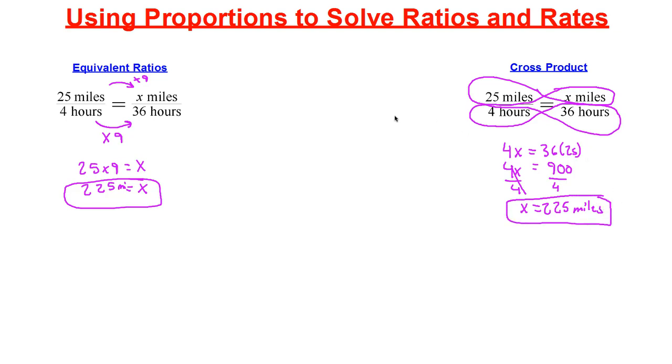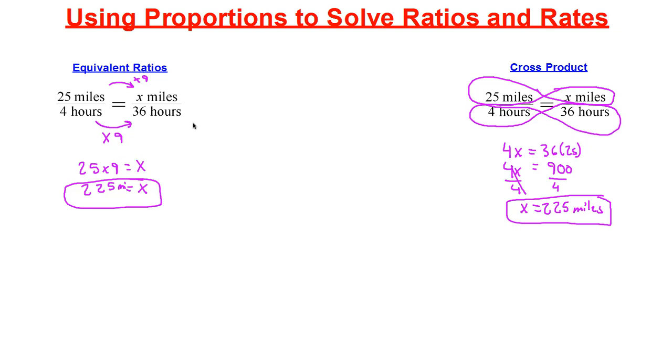Okay, so this one, if you could see it easily, then go ahead and use an equivalent ratio. But you wouldn't want to do that if you're comparing like 4 hours to, let's say, like 17 hours over here.